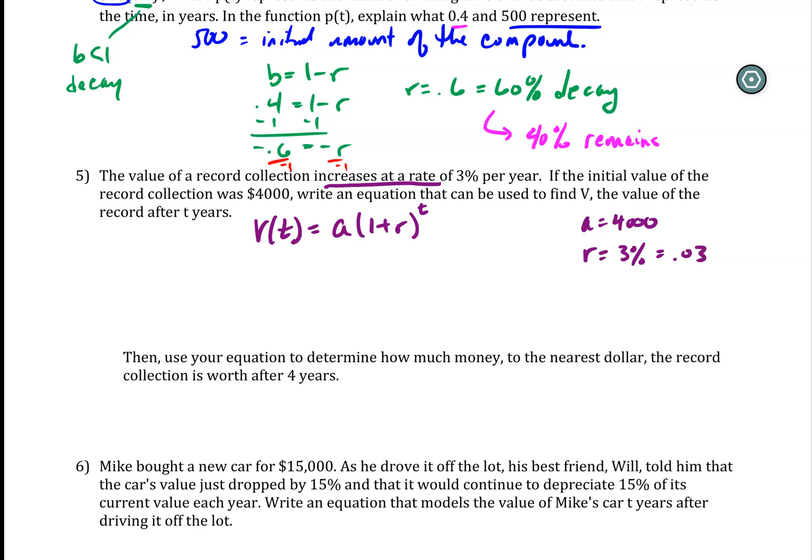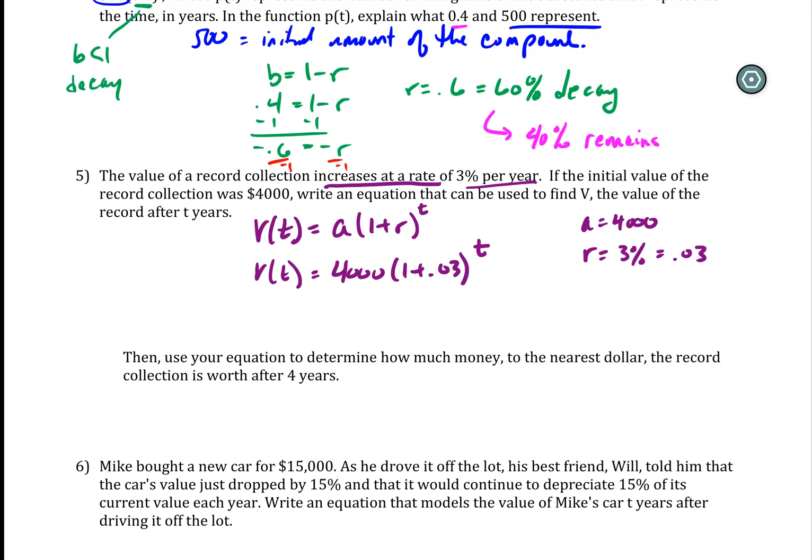And T is time. We don't have that; we just know what's occurring. Now the percent is in terms of years, but that's not our T value, right? That's just representing what the rate is, how it's being compounded. So in this scenario, this general formula is going to be V of T is equal to 4,000 times 1 plus 0.03 raised to the T.